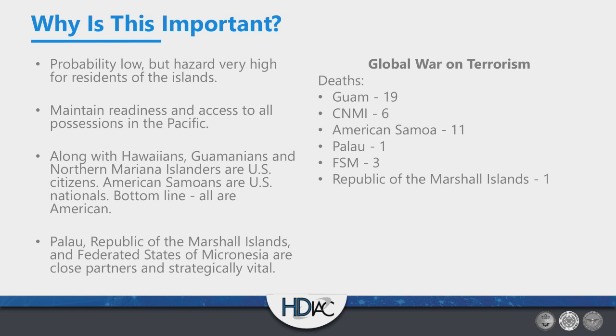So along with Hawaiians, Guamanians and Northern Mariana Islanders are U.S. citizens, and American Samoans are U.S. nationals at birth. Bottom line, they're all American. So for the most part, we're talking about American citizens here. Palau, RMI, and the Federated States of Micronesia are close partners, and they're strategically vital. So we need to prove to them that we have the capabilities to respond when they need it the most.